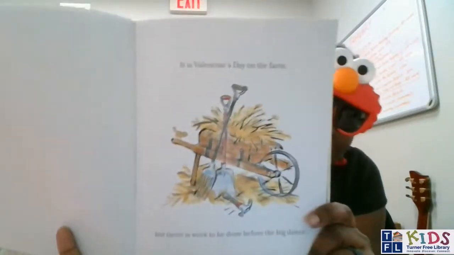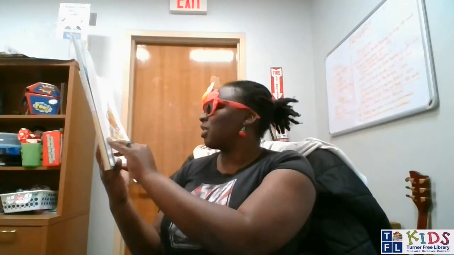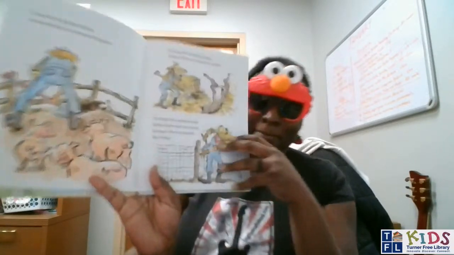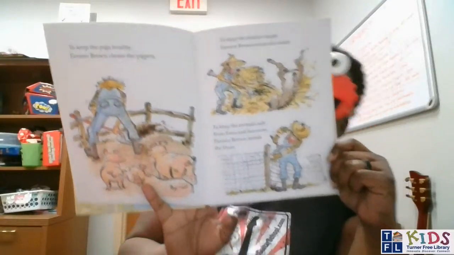It is Valentine's Day on the farm. But there is work to be done before the big dance. To keep the pigs healthy, Farmer Brown cleans the pig pen. To keep the donkey happy, Farmer Brown stocks the stable. To keep the animals safe from foxes and raccoons, Farmer Brown mends the fence.